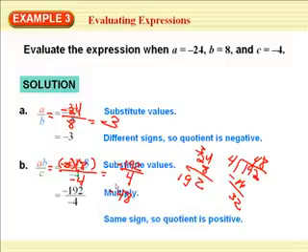Oh, wait. Positive 48. Where did I mess up? Didn't I say negative? Oh, because the 4 is negative. I missed that. See right there? And 2 negatives make a positive. Whoop.